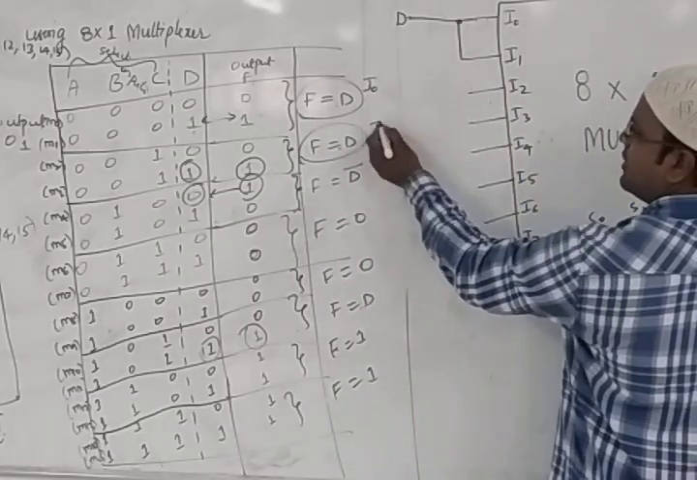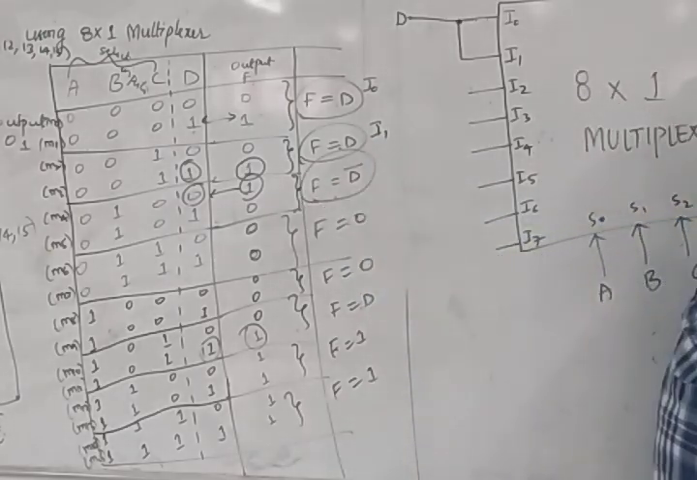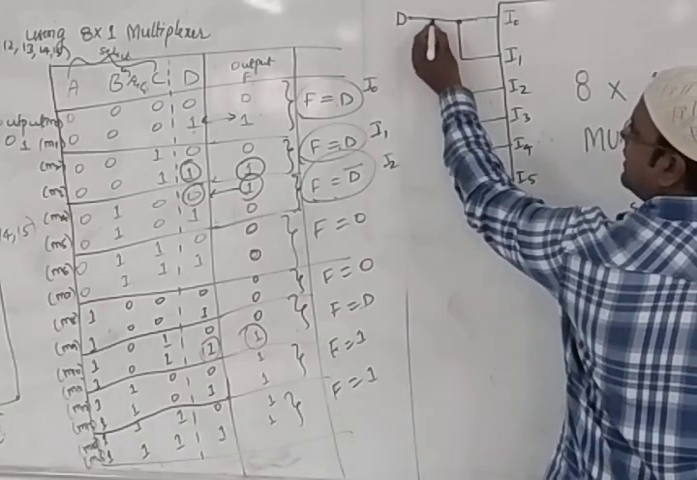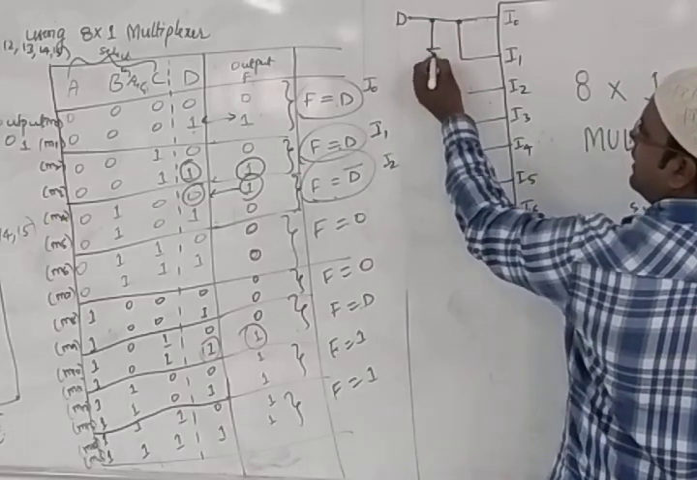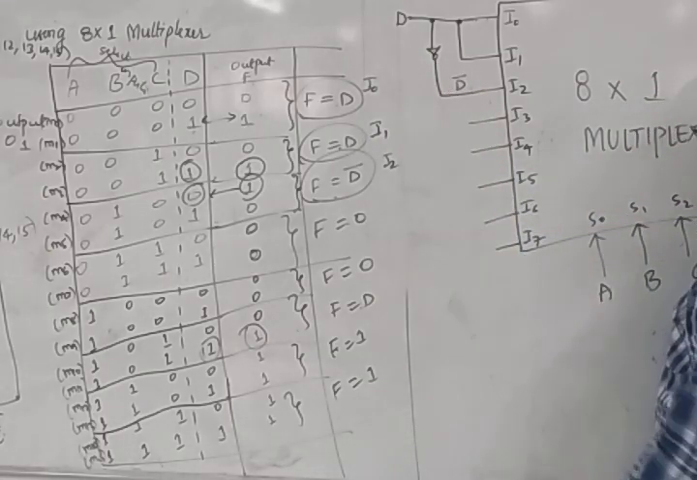This is my input I1. For the next input, F is equal to D conjugate. This is for I2. So what is D conjugate? I'll take one more connection and pass one NOT gate. So this is your D bar, right?